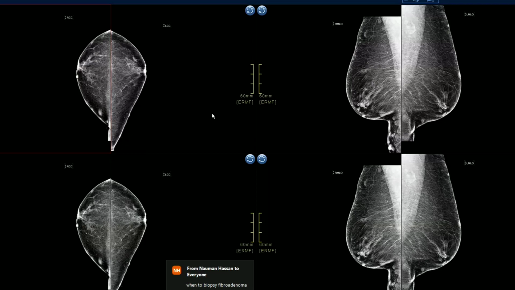Okay, the next candidate is Dr. Sana. Please unmute yourself. No, I think it's okay. I can just do it myself so that I can complete the cases. So this is neurofibromatosis. Any questions in this case?